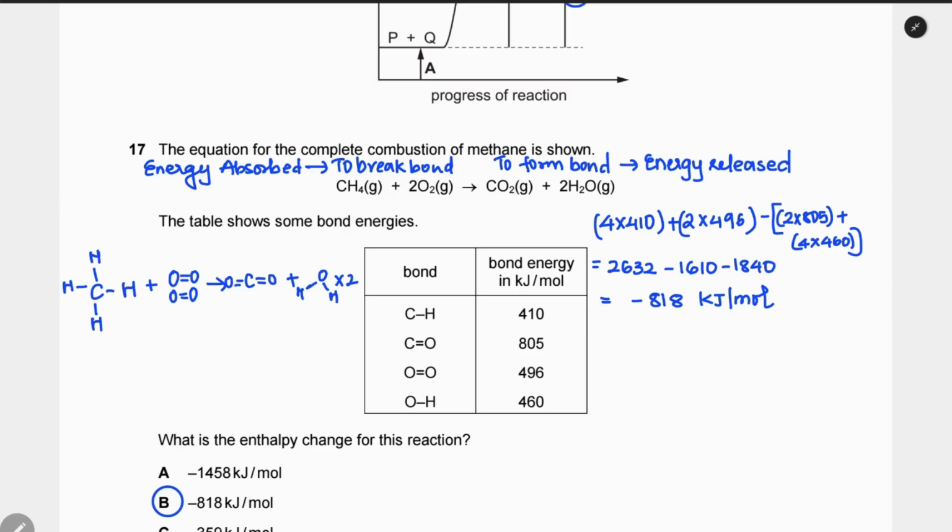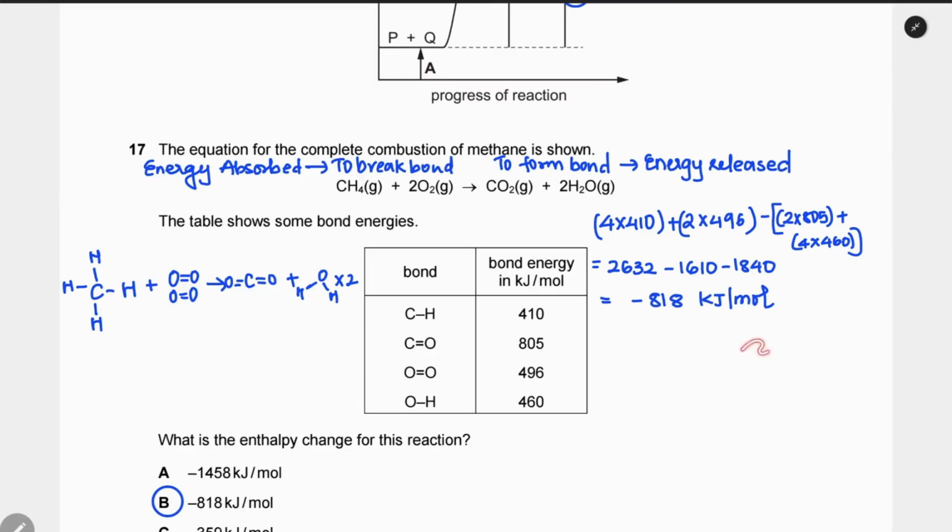So over here, first, what are we going to do? It's going to be energy absorbed minus energy released. Plus we also have on the reactant side oxygen. Oxygen will be having an oxygen double bond oxygen, so this will be 2 times oxygen. So it's going to be 2 times 496. Now over here, minus, because the energy is going to get released. If you look at carbon dioxide, it will be having a structure like this. So 1 C double bond O, so it's going to be 2, right? So 2 multiplied by 805 and then 4 multiplied by 460.